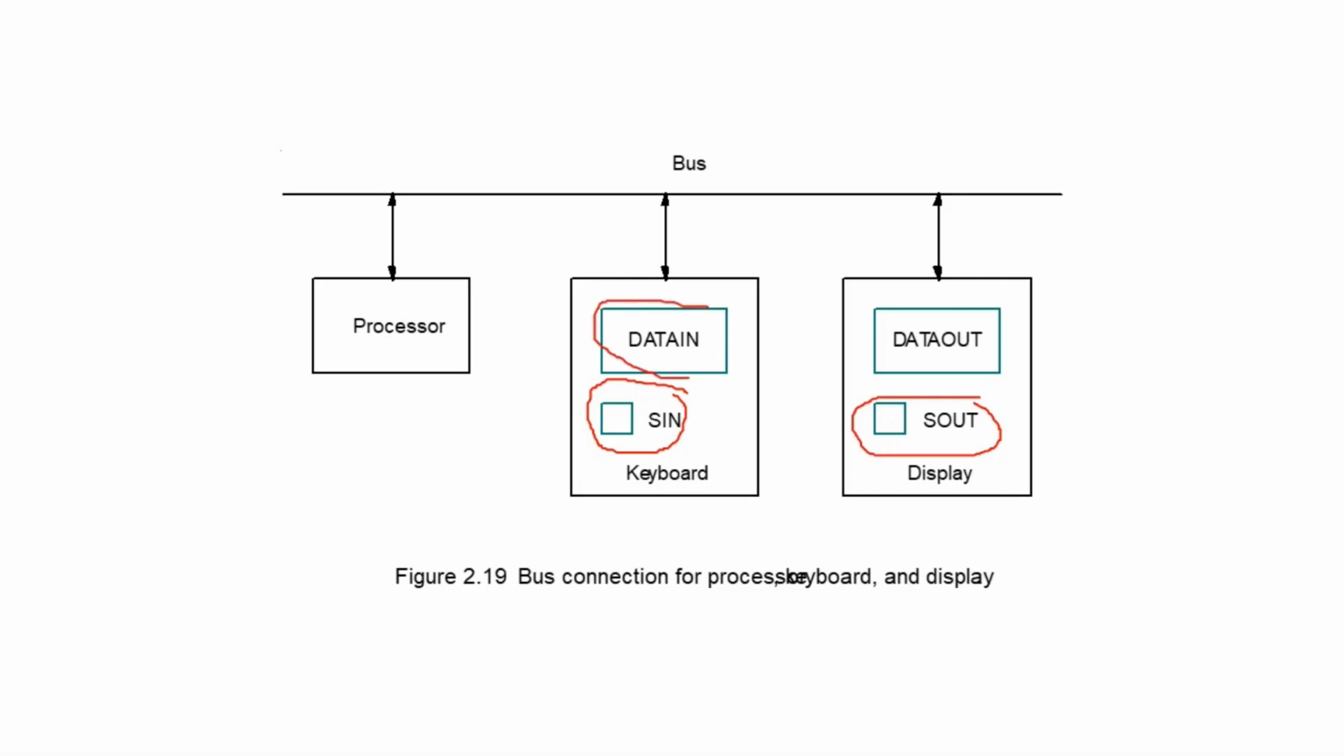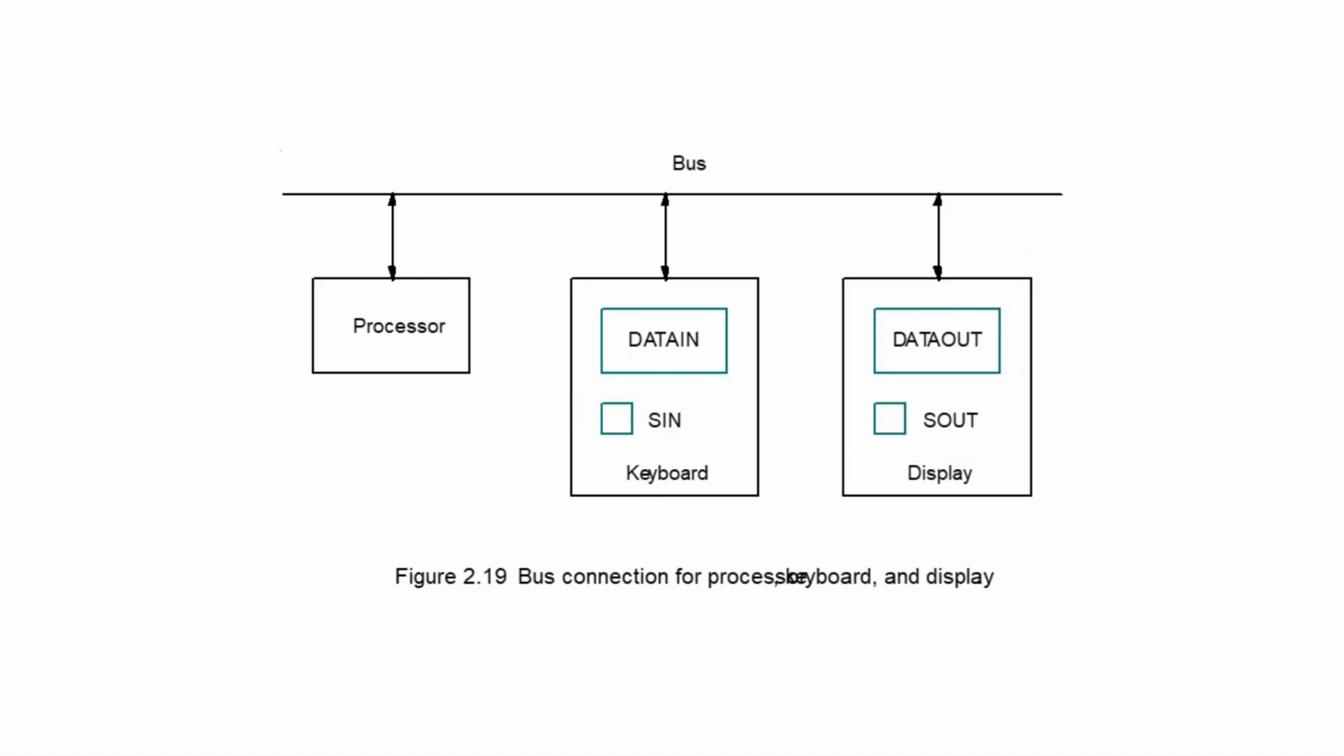Here data in is a memory that has to be read by the processor when there is a scanf statement, and data out is the memory where the processor has to send data so that the display later displays it on the screen. You can see here both status SIN and SOUT and also the memory regarding the input device or output device. Everything is within the input or output device itself. It is not there in the processor.